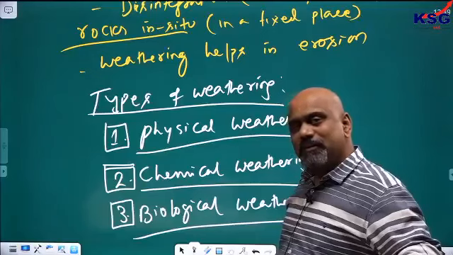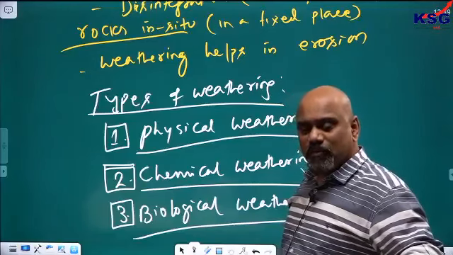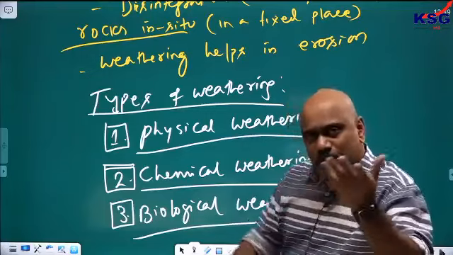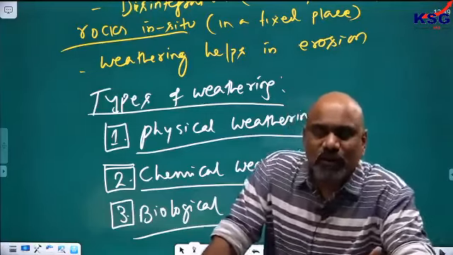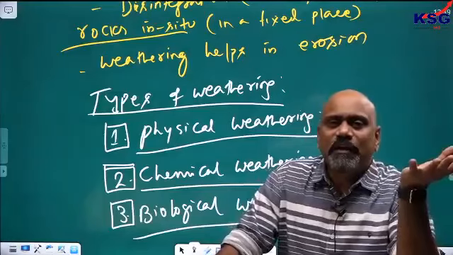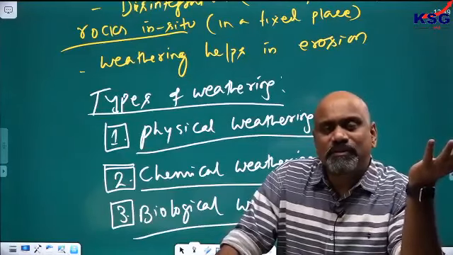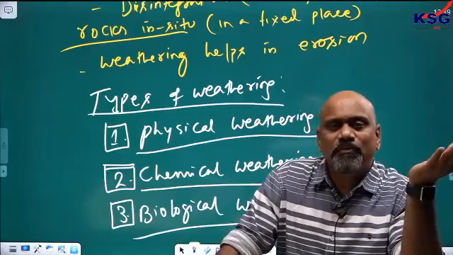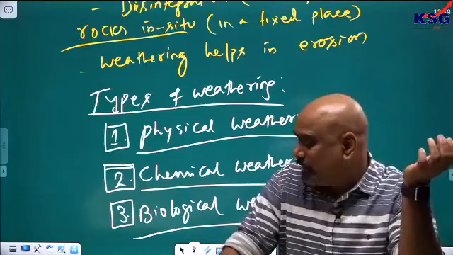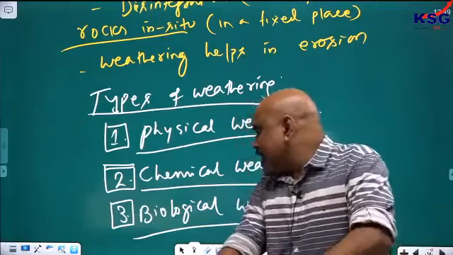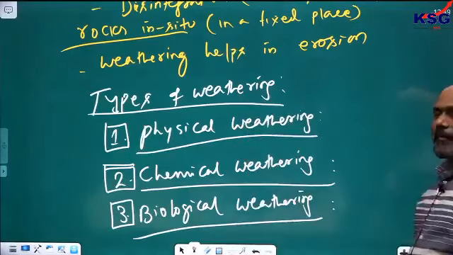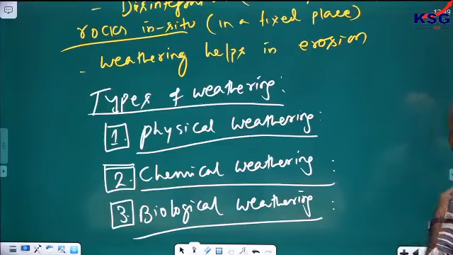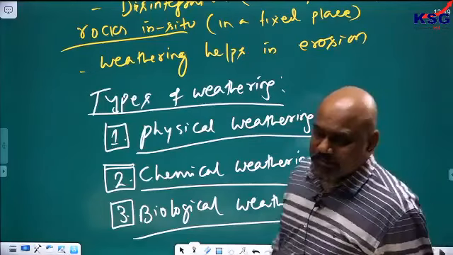Biological weathering, I said, is the disintegration and decomposition of the rocks by plants and animals. Earthworms decompose the soil of a particular region and the pH value also changes. Earthworm is the best example of an animal that transforms the soil type. So, physical weathering, chemical and biological. This is biological weathering. These weatherings help in erosion.